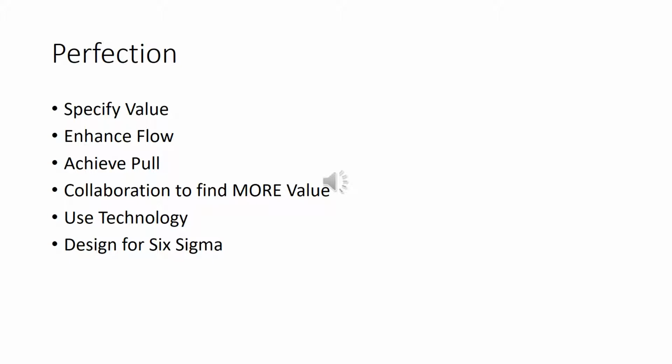Probably nowhere does Six Sigma directly tie to lean more than in perfection. It's all about being perfect. And what is perfection? Well, you specify value. And if you can deliver only value with no muda, that's perfection. You want to enhance the value flow. You want to make that value flow through your processes to the customer, and the customer's the one that's going to pull that out of you, right? Pull it out of the organization.